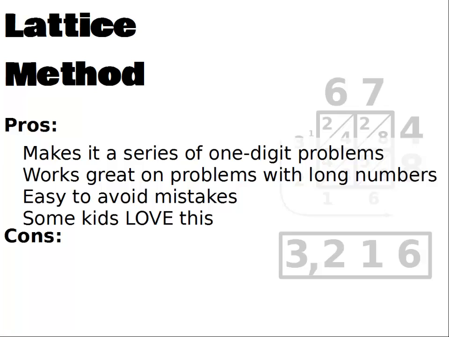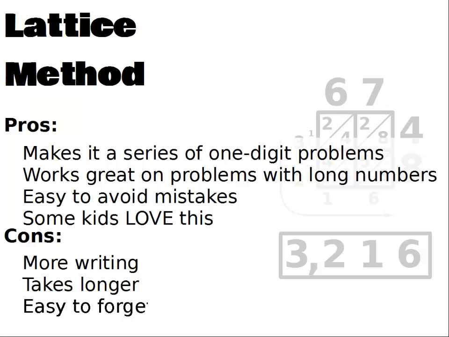Now there are some cons, of course, too. First, there's more writing. You have to make this grid thing, and the grid can be quite big sometimes. It takes longer because you have to make the grid, and it's easy to forget how to set it up and how to work it because you've got one number on the right hand side, and it's easy to forget which thing goes on what side of the diagonal lines. That can be kind of difficult. But once kids get this, they really get this.